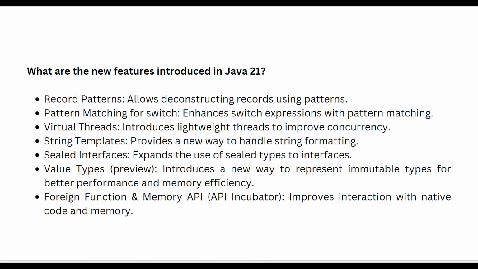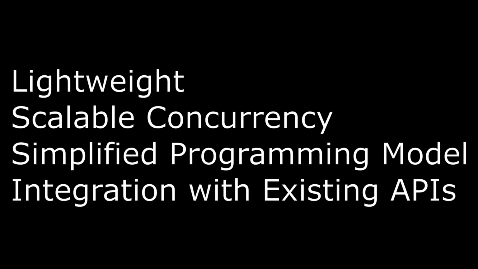This is particularly useful for applications that require handling a large number of input-output bound operations that spend a lot of time waiting. The benefits that we are getting with virtual threads are lightweight, scalable concurrency and a simplified programming model. Why is it simplified? Because it allows you to write code that looks and behaves like traditional thread-based code, but with much greater scalability. Also we get integration with existing APIs, so we can use ExecutorService and CompletableFuture, which were introduced in Java 8, to make it easier to adopt without major changes to existing code bases.